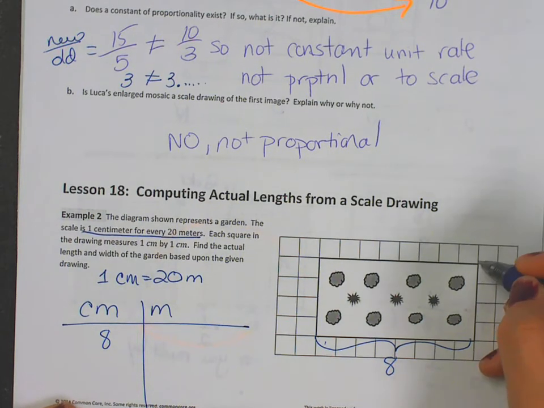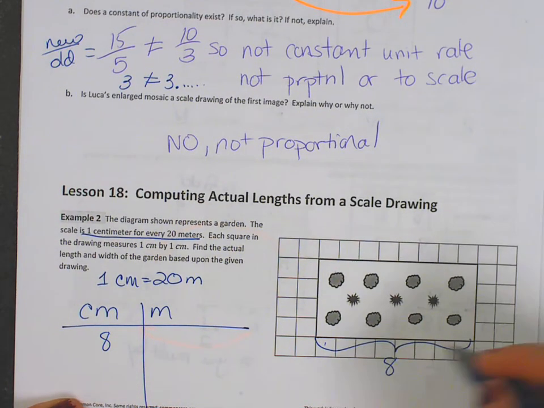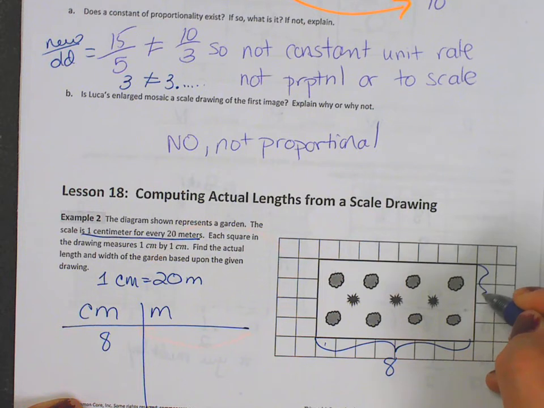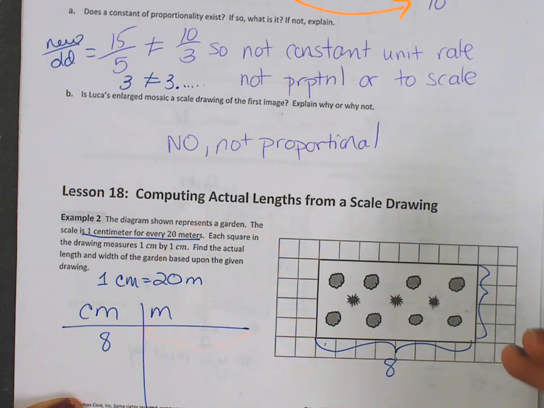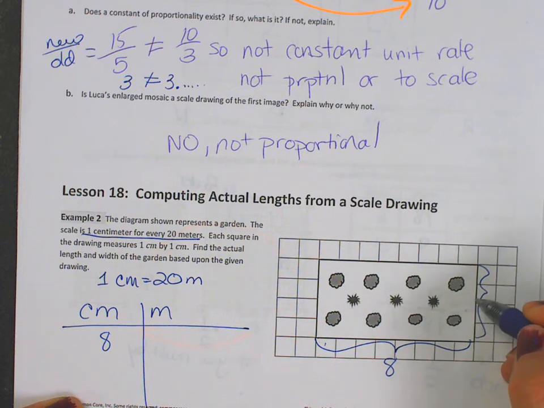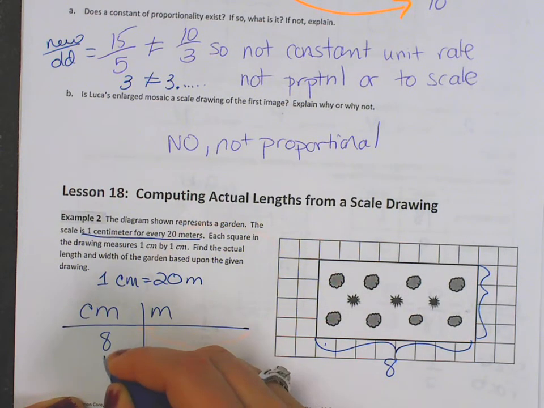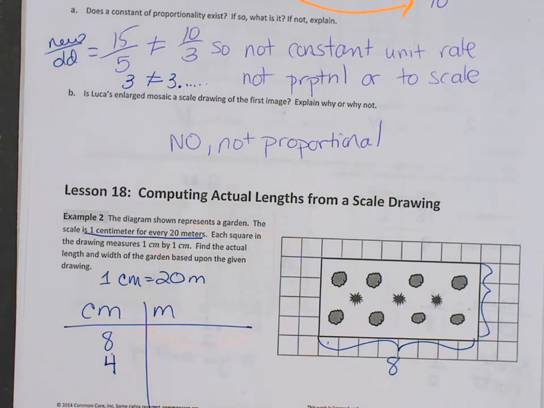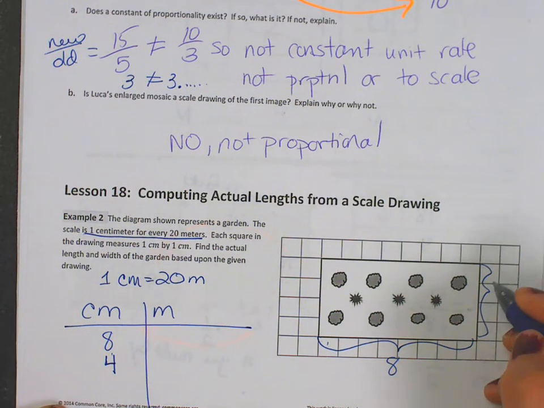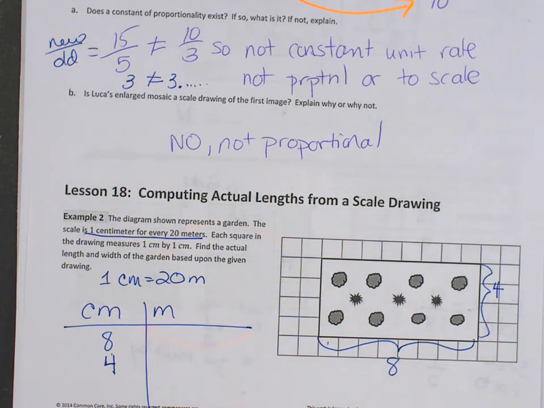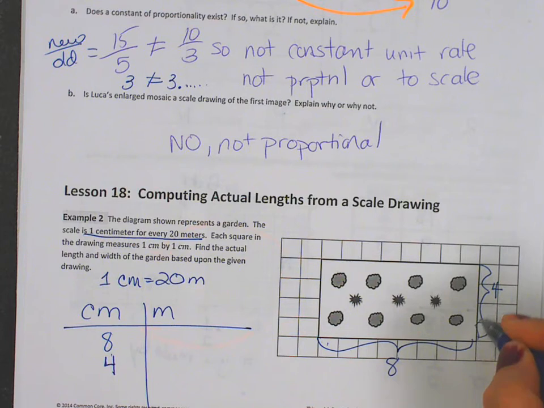What's the height, or what is it? This is length, and we'll call this one width. What's the width of this garden? 1, 2, 3, 4. One more time. Do not forget, we are counting spaces, not lines. So this is 4, not 5. It's 4 blocks. 1, 2, 3, 4.